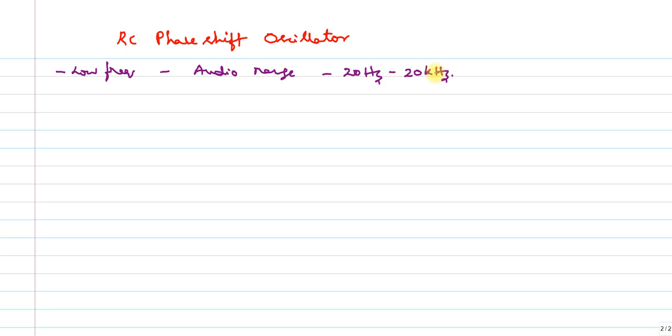So what exactly does the feedback network contain? Since it is an RC phase shift oscillator, the feedback network should contain R and C elements. The feedback network is like this: capacitor, resistor, again a capacitor, again a resistor, and again a capacitor, again a resistor. So this is the structure.